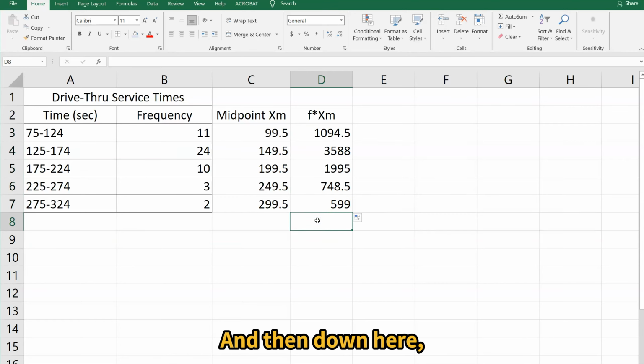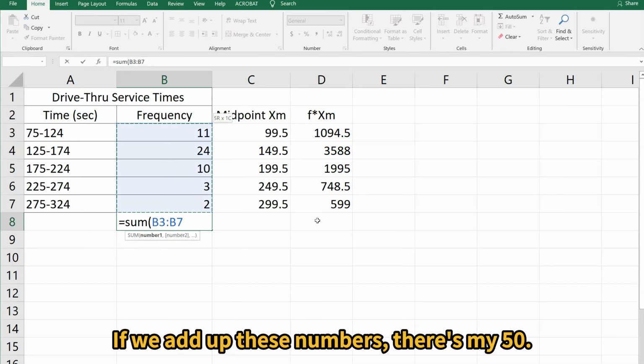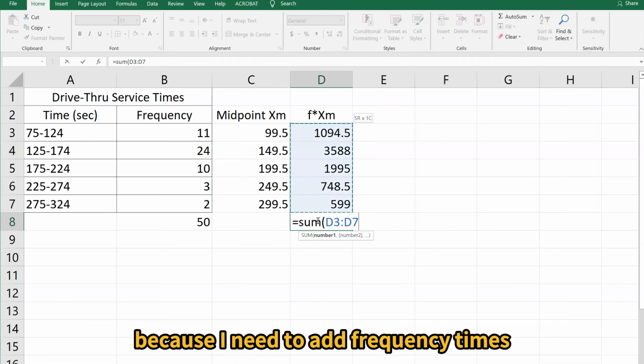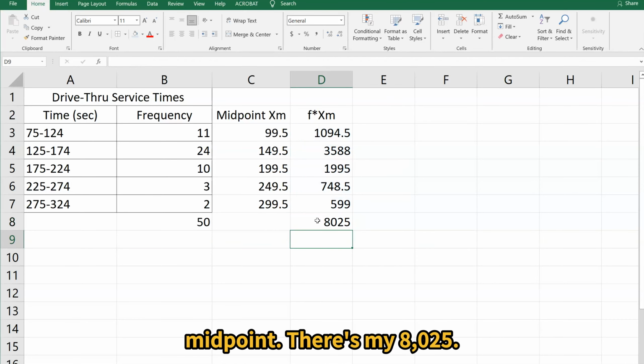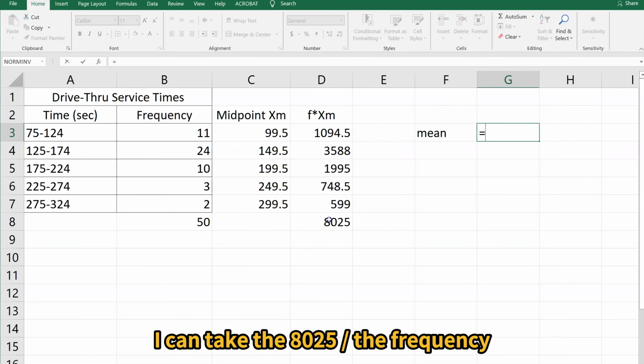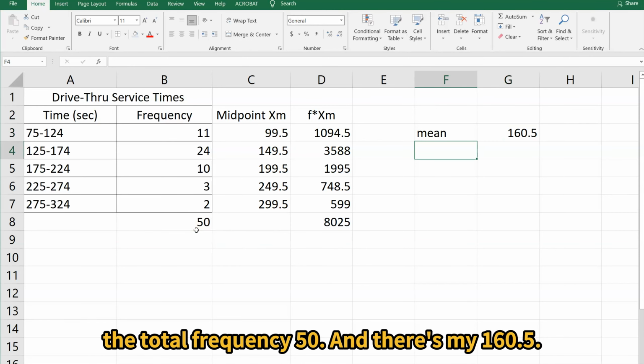And then down here, we'll do a quick sum. If we add up these numbers, there's my 50. So I'm going to do that over here because I need to add frequency times midpoint. There's my 8,025. And then to find the mean, I can take the 8,025, divide by the total frequency, 50, and there's my 160.5.